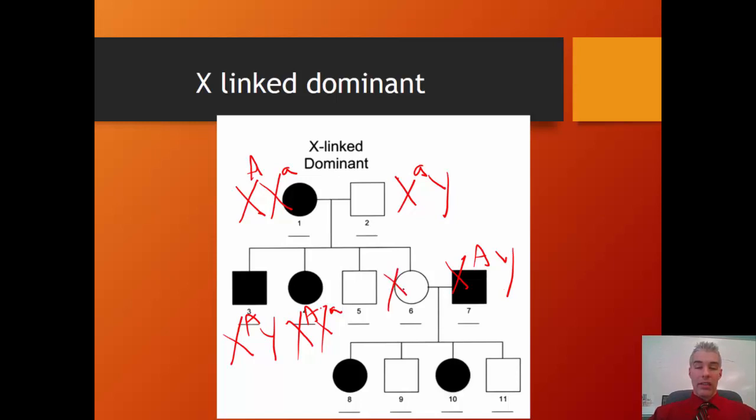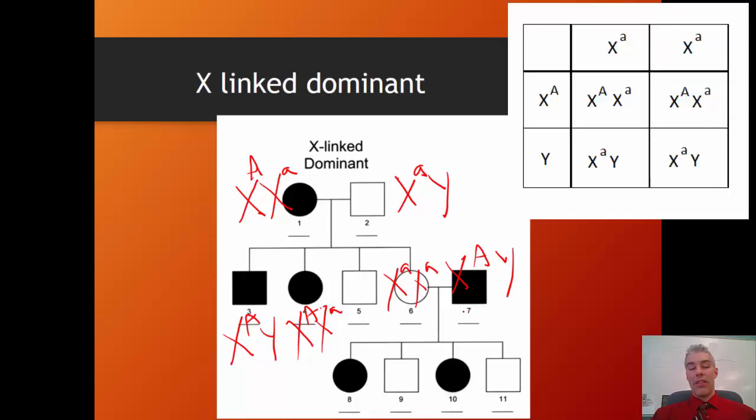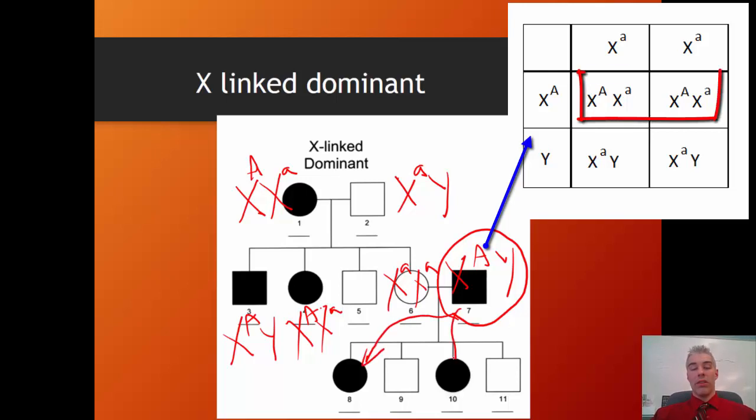She is X little a X little a. Now what's neat about this type of inheritance pattern, as I said, is if a father has the trait or the disorder, he passes it to all of his daughters, and they have to get it from him because he has to give them that X with the disease allele on it.